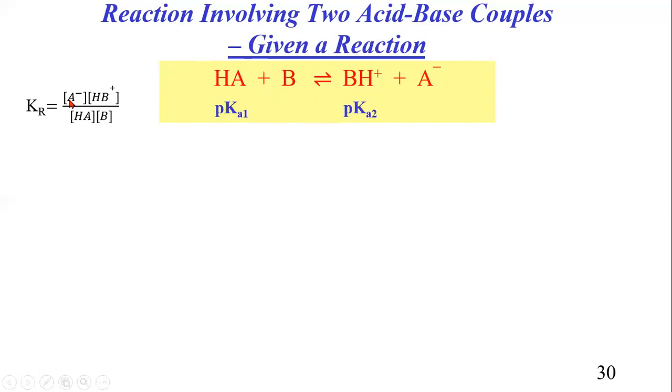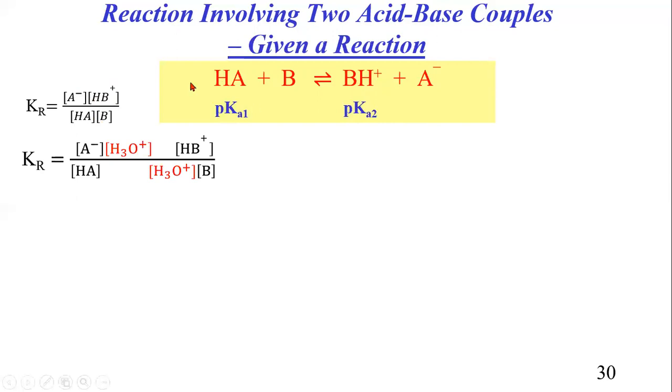This Kr, of course, is still the same equilibrium type, products divided by reactants, so A minus times BH plus divided by HA times B. That's the expression. We have to derive it from somewhere. I have to get this as a form of numbers. Of course, you can get it if you have the equilibrium concentrations, but you almost never have the equilibrium concentrations. You usually have initial concentrations given.